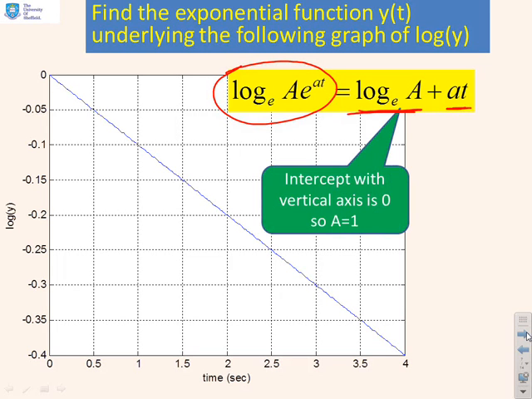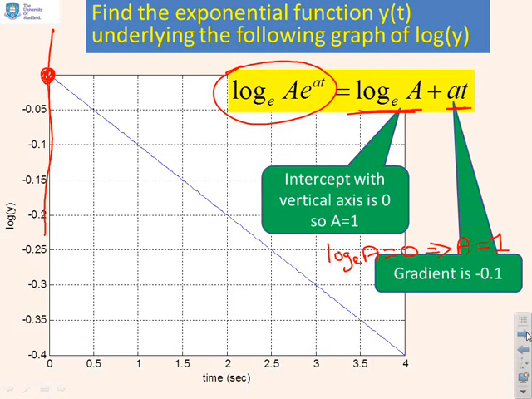And so now log e of a must be the intercept with the vertical axis. Now in this particular case, here's the vertical axis. There's the intercept, and you can see the intercept is 0. So in other words, log e a equals 0 implies that a equals 1. Silly student mistake would be to say, oh, therefore capital A is 0. And of course it's not, it's 1.